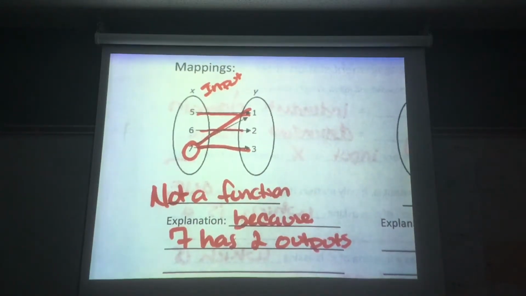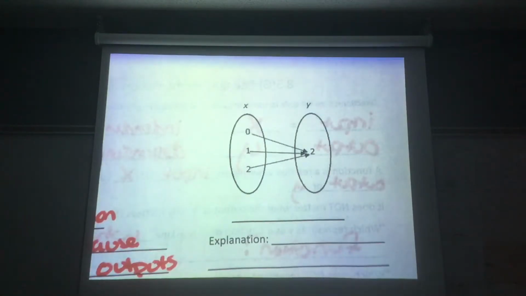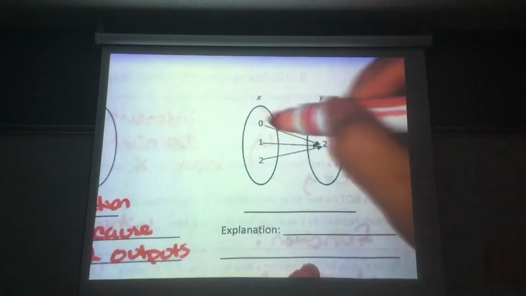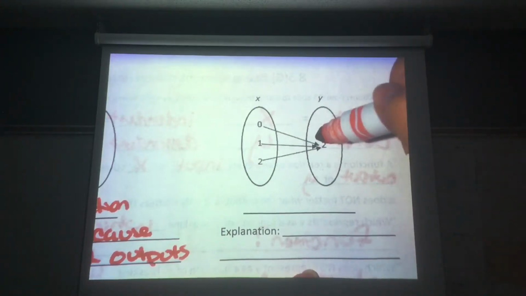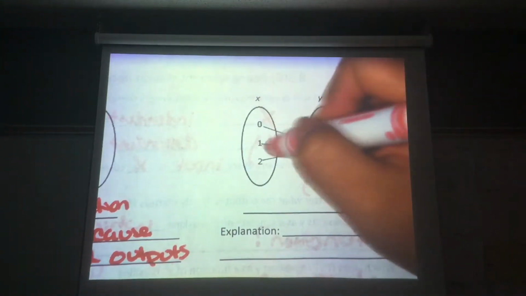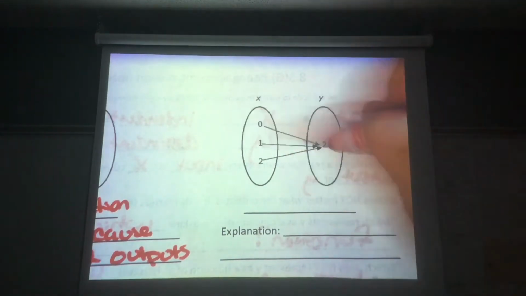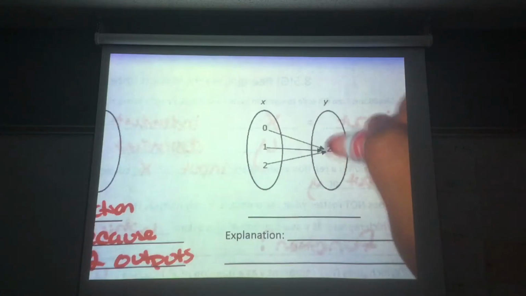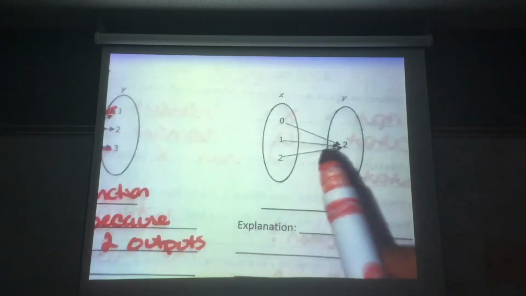So let's go ahead and check if our other mapping has only a single output for every input, or do any of them have more than one. So 0 has an output of 2 and only 2. 0 is not going to any other number, so it only has one output. 1 has an output of 2 and only 2. 1 is not giving me two outputs. It's only giving me the one single output, which is 2. 2 only gives me another single output because it only has one line leaving it.